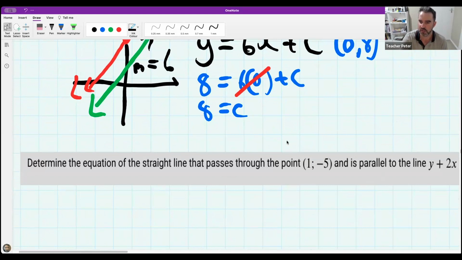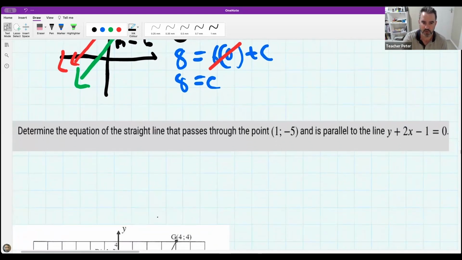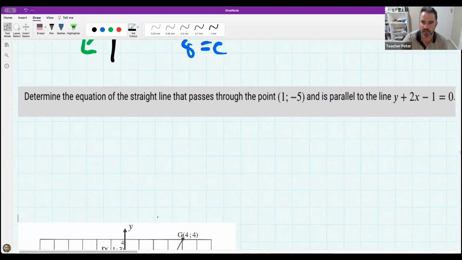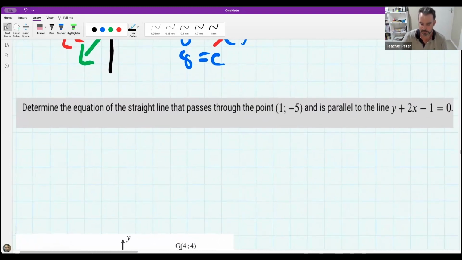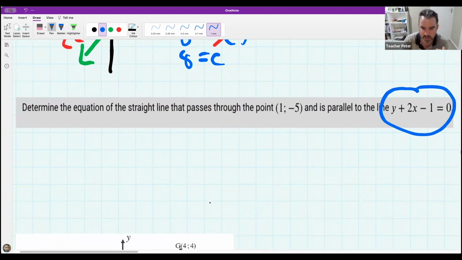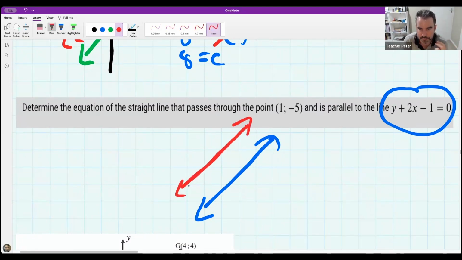Determine the equation of the line that passes through the point (1, -5), but is parallel to this line. So there is a line, but it's not in standard form. Let's just say the line looks like this. I don't know if it looks like this, but whatever. There's another line which is parallel to that, and on that line is the point (1, -5). You need to work out what is the equation of that red line.